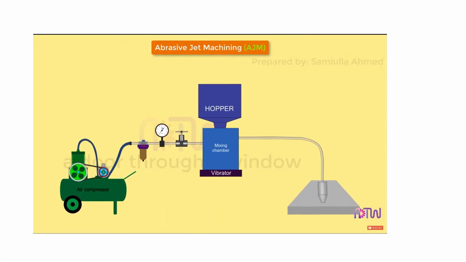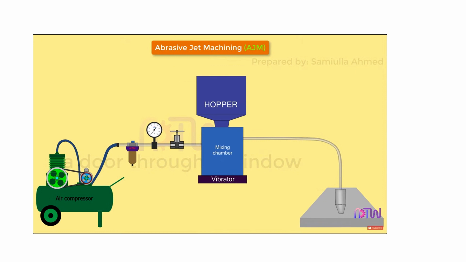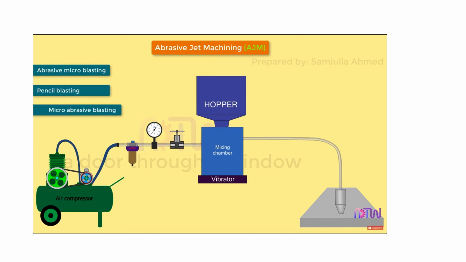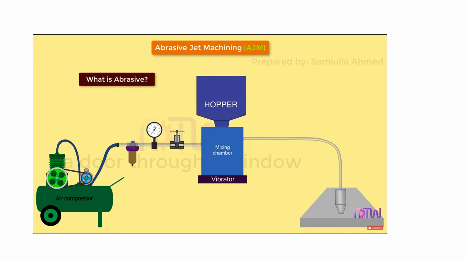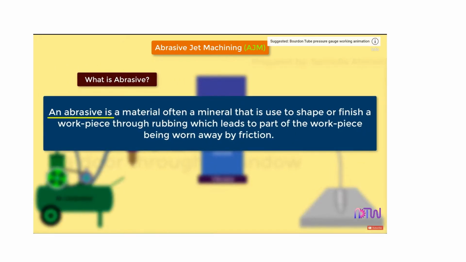Abrasive jet machining process, AJM. It is also known as abrasive microblasting, pencil blasting, and microabrasive blasting. It is an abrasive blasting process that uses abrasives propelled by a high-velocity gas to erode material from the workpiece. What is abrasive? An abrasive is a material, often a mineral, that is used to shape or finish a workpiece through rubbing, which leads to part of the workpiece being worn away by friction.